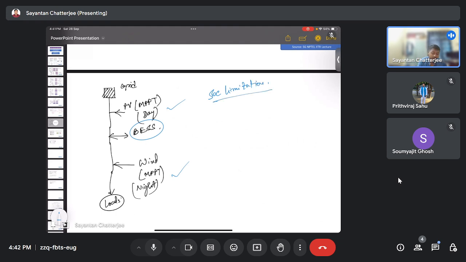We also need to take care of the SOC limitation. The SOC limitation should not be violated because it is 20% on the lower side and 80% on the higher side. Although above 90% when it reaches electrical charging, these phenomena generally come into picture. Okay.